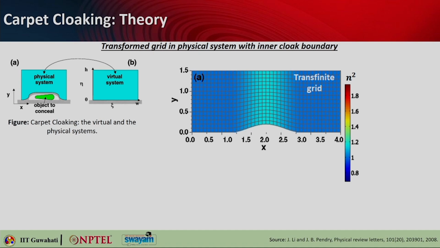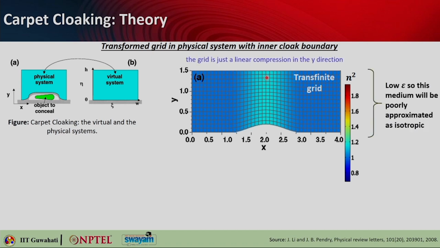One is called the transfinite grid. Here, transfinite interpolation is used, and the number of grids considered is 40 by 15, and as you can see, the grid is just a linear compression along the y direction. And from the color coding, you can see the permittivity value: n squared is basically epsilon, or epsilon over epsilon_ref, which is the same thing, conveying the same meaning here.